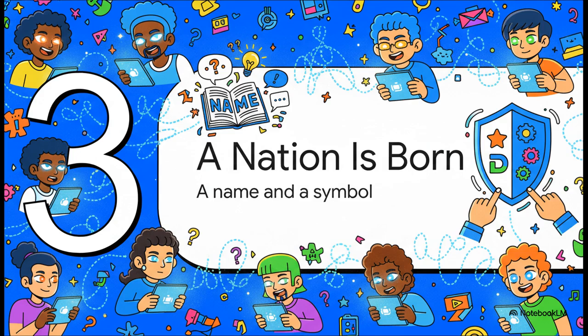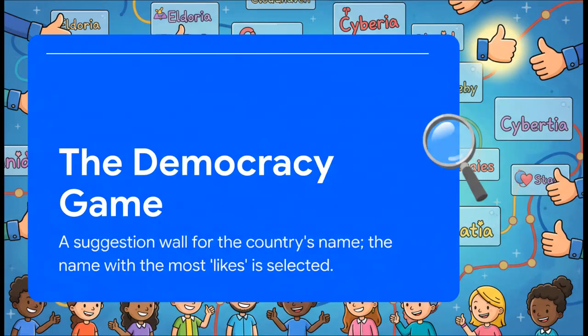And every new nation needs two things, a name and a symbol to rally around. So how do you pick a name that everyone can get behind? You play a game. They called it the democracy game, and it was just beautifully simple. It was basically a digital wall where anyone could post a name idea, and the community just voted for their favorites with a like. No complicated ballots, no stuffy procedures, just pure, direct democracy in action.